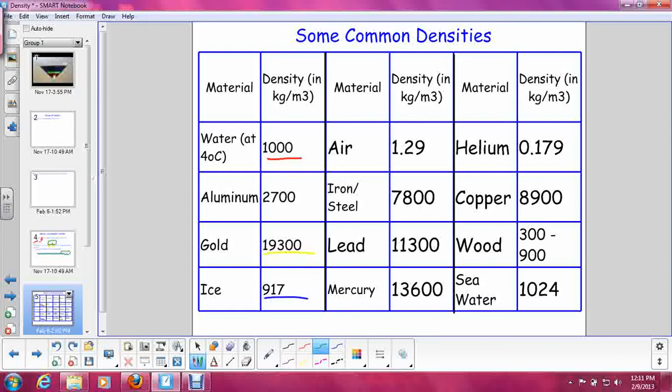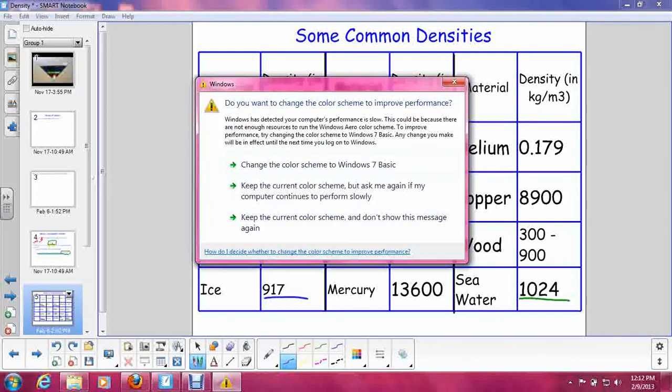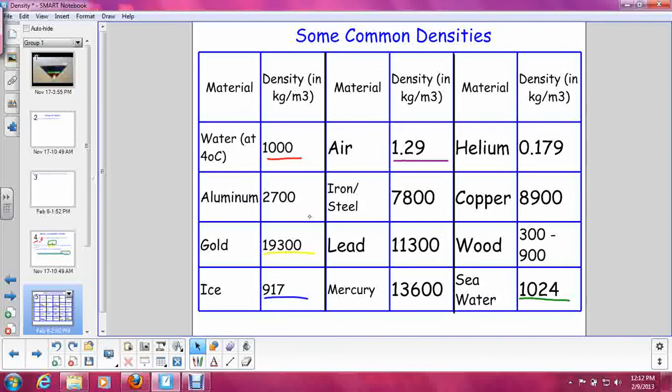Seawater has a slightly different density than regular old distilled water, and that's because of the salt content. And gases also have densities. So air has a density of 1.29 kilograms per cubic meter, which seems strange, but air is made out of particles, and particles have mass, so if we collect enough of those particles, we will be able to detect the mass. So if we have a cubic meter of air, it will weigh over 1 kilogram.